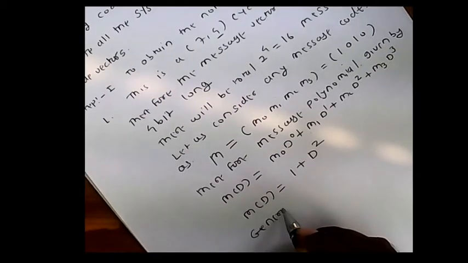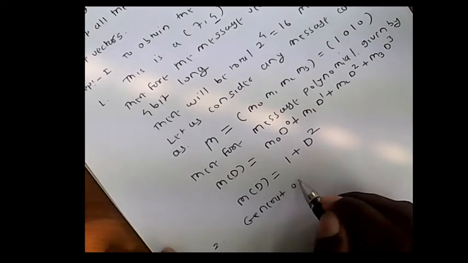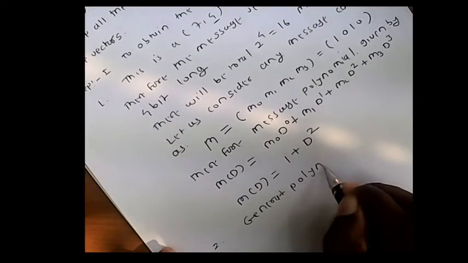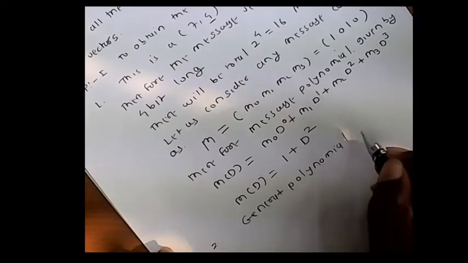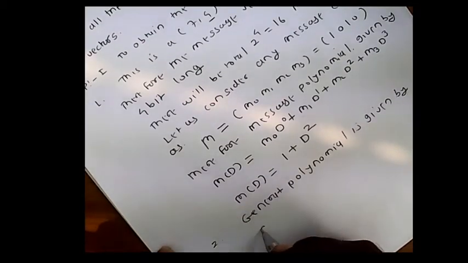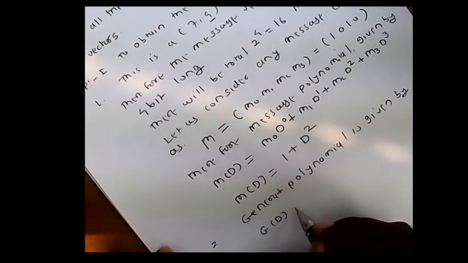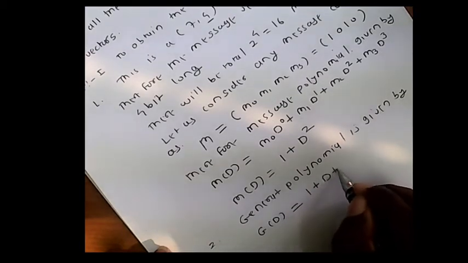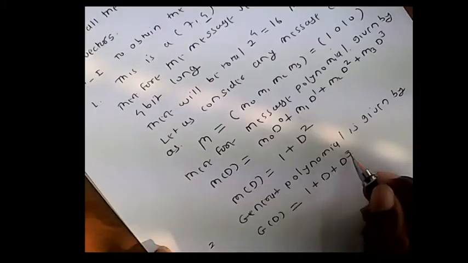Then the generator polynomial is already given. The generator polynomial is given already, by g(D) = 1 + D + D^3, which is given in the numerical.